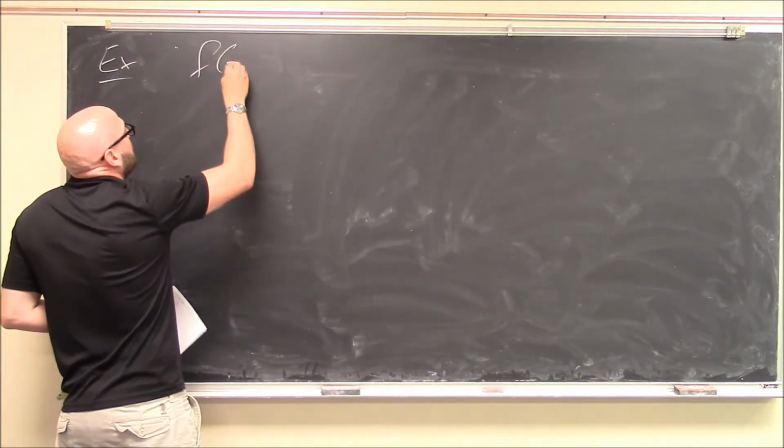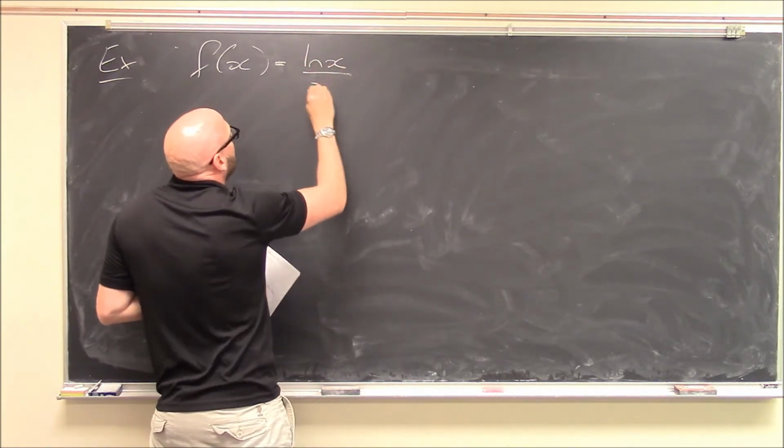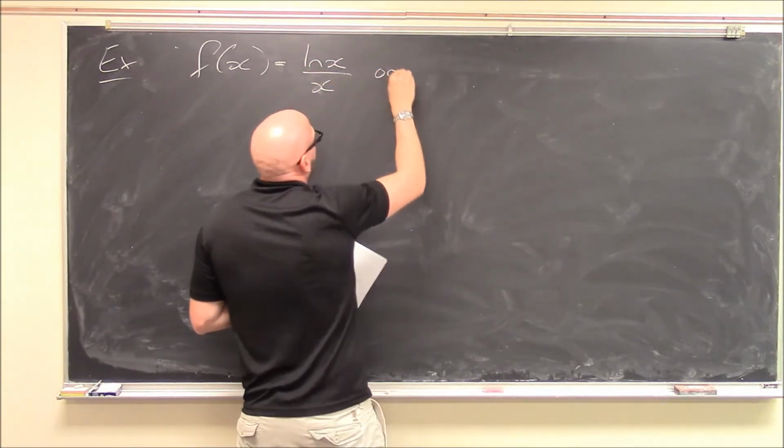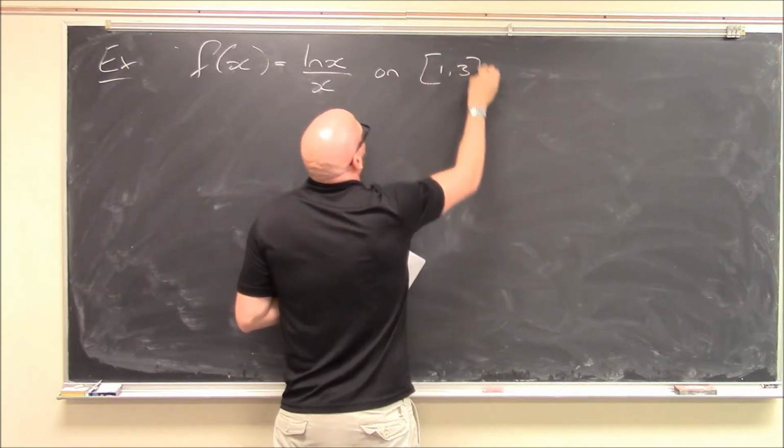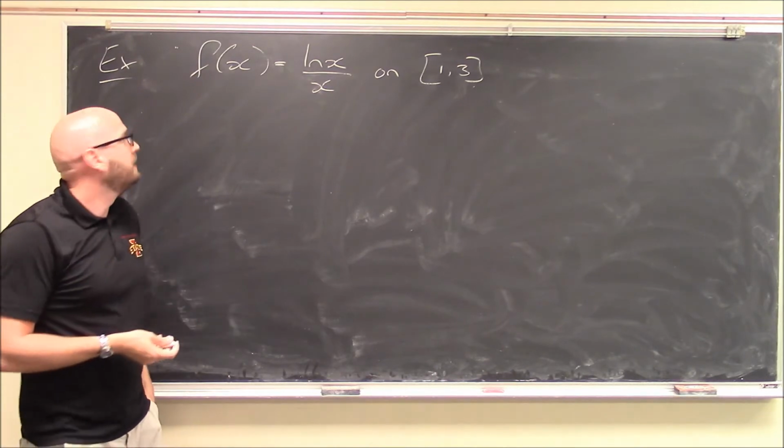Alright, we'll do another one. I won't write the words, so I'll just put up the function. It's ln of x over x on 1 to 3. Closed interval 1 to 3. Find all the absolute extrema.